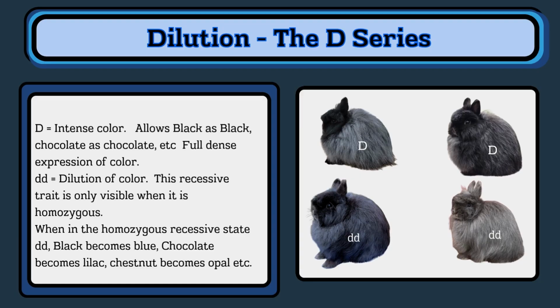Dilution, or the D series. Capital D equals intense color, which allows black to be black, chocolate to be chocolate, etc. Full, dense expression of color. Lowercase dd equals dilution of color. The recessive trait is only visible when it is homozygous. When in the homozygous recessive state, lowercase dd, black becomes blue, chocolate becomes lilac, and chestnut becomes opal, etc.